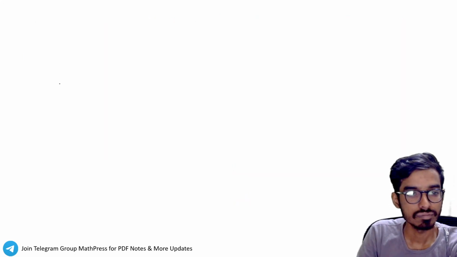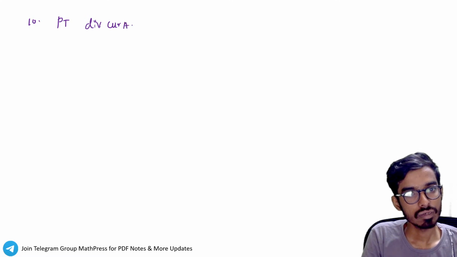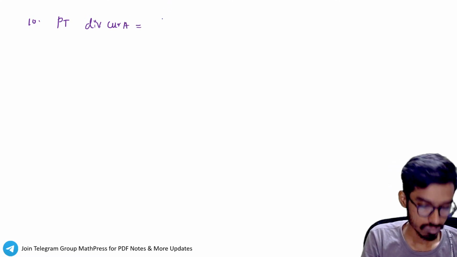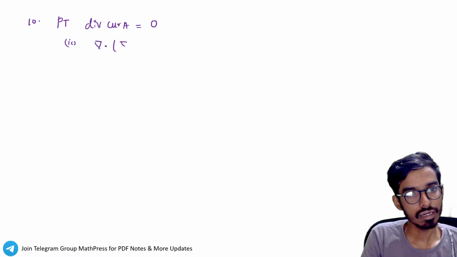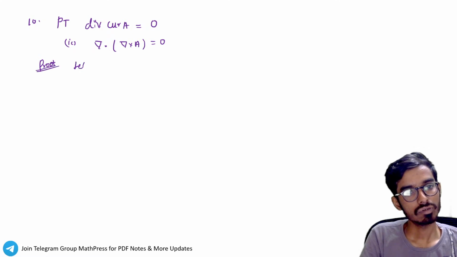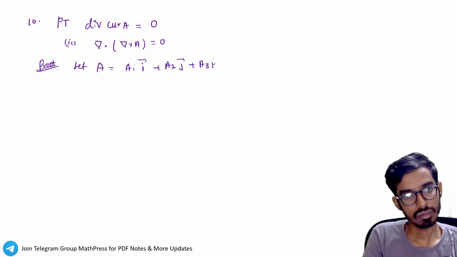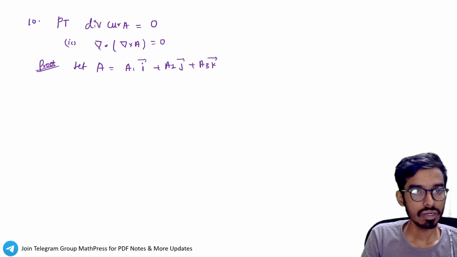So move on to 10. Prove that divergence of curl A is equal to 0, right? That is, del dot (del cross A) is 0. So let us take A to be A1 i vector plus A2 j vector plus A3 k vector. Now you find del cross A, right?